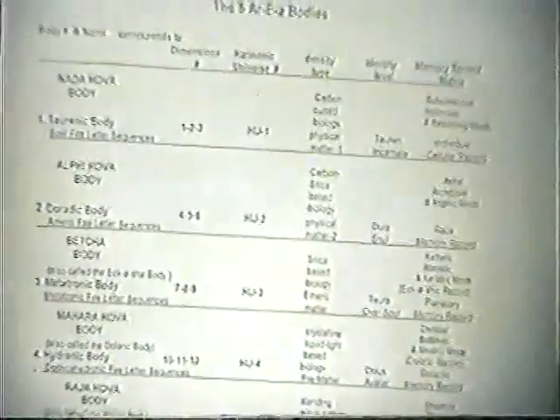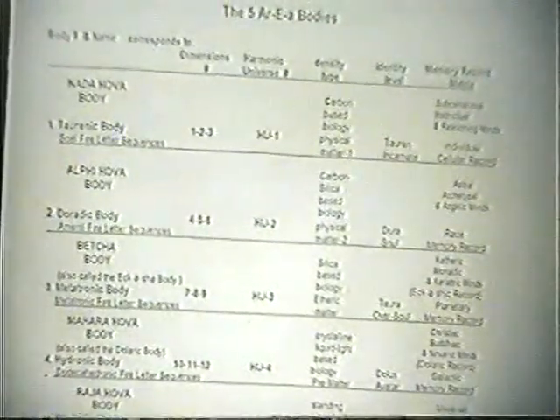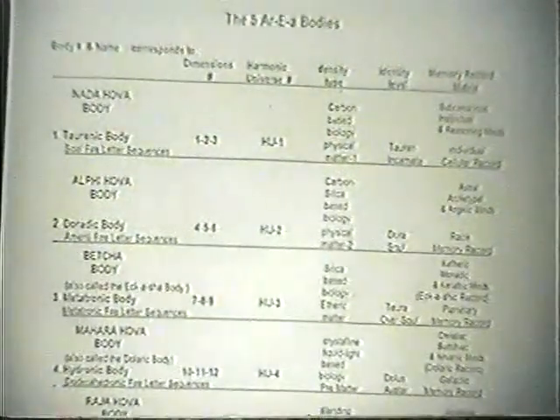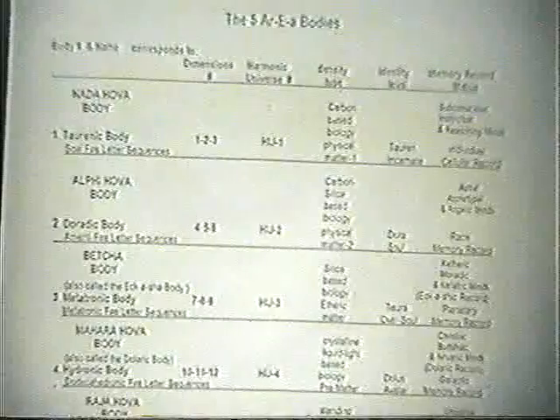Okay, here we go. Matter density levels and body types. We're dealing with the Nada-Huva body. Dimensions 1, 2, and 3, which is called harmonic universe 1, or we call them harmonics of matter density or harmonic universes, whatever you want to call them. Harmonic universe 1 is characteristic of physical matter or gross matter density. It's density level 1, and the biologies tend to be carbon-based biology.